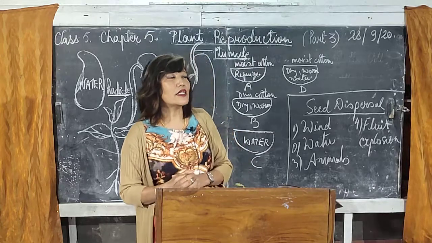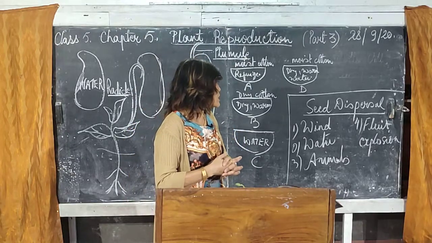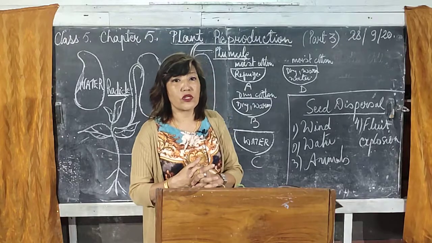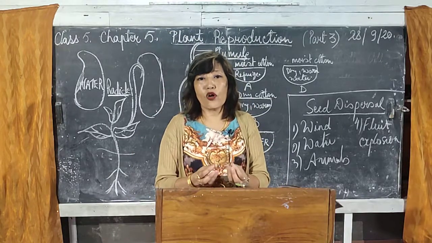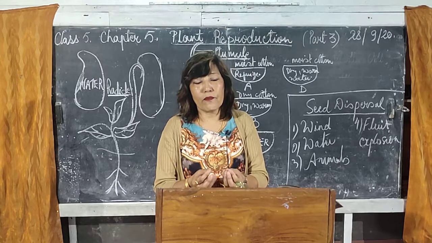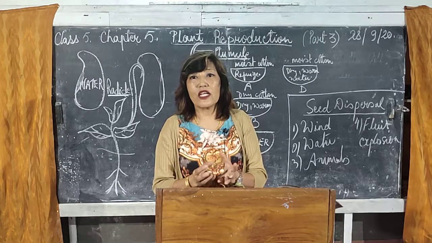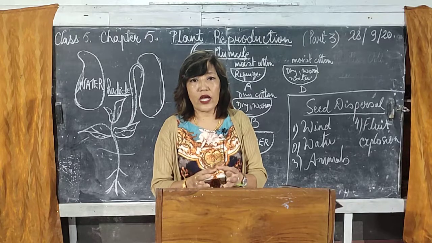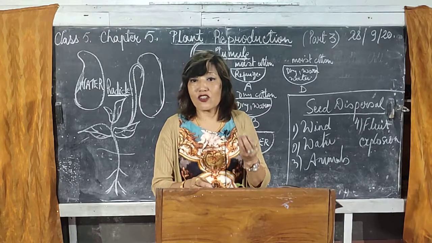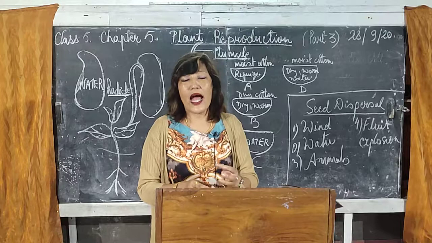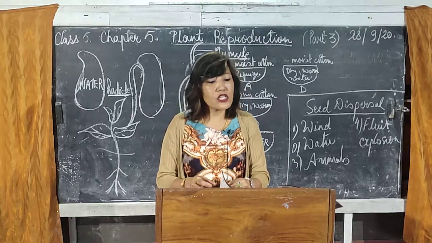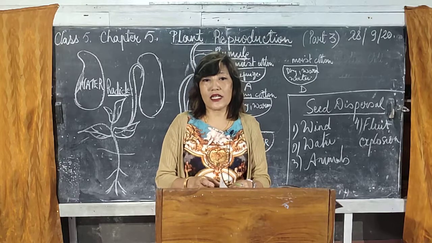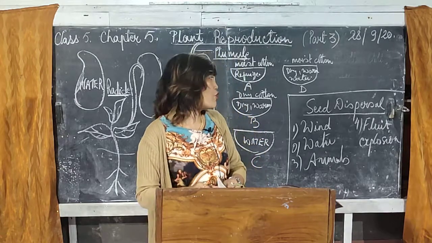All right. Then the last agent for seed dispersal is fruit explosion. Some of the fruits of the pod plants like peas and beans will get dry and explode, and the seeds will scatter away in all directions. So in this way the seeds will be scattered or dispersed by these 4 agents.